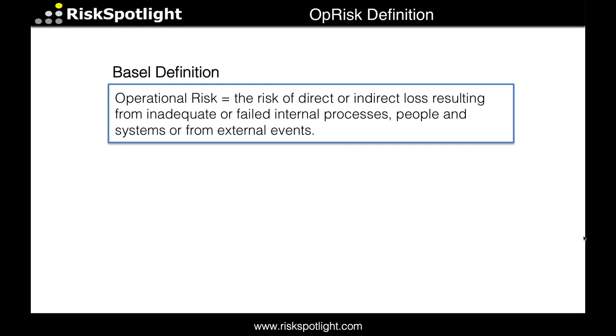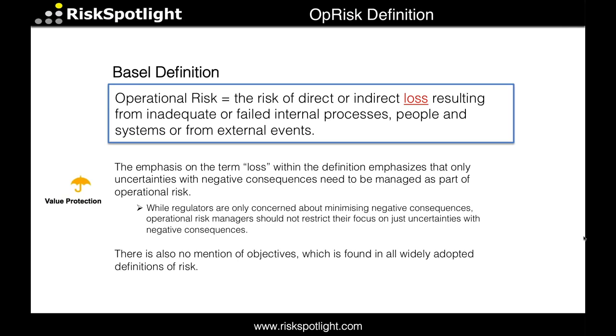The most widely adopted operational risk definition is, of course, from Basel, which is where the discipline started, or where it got formalized as a separate risk management discipline. The Basel definition defines operational risk as the risk of direct or indirect loss resulting from inadequate or failed internal processes, people, and systems, or from external events. Again, you can see that there is an element of loss in the definition.